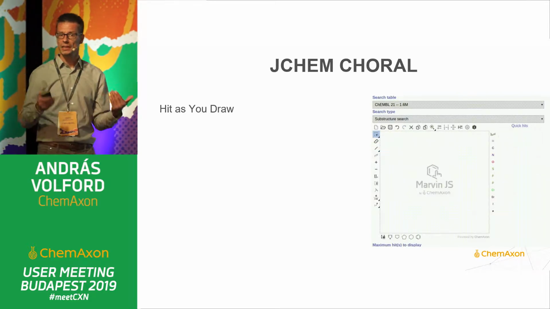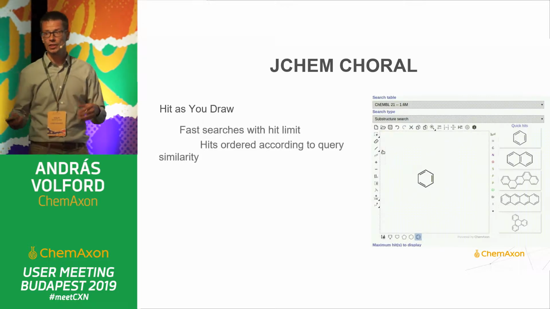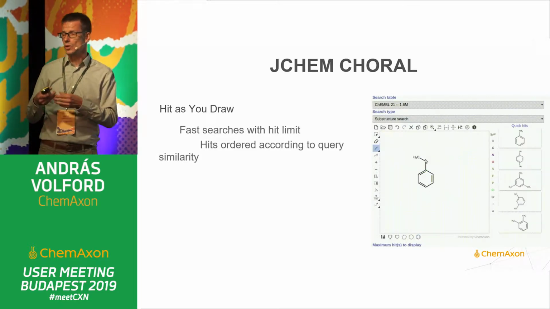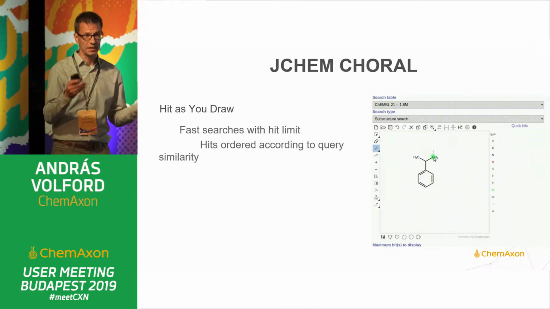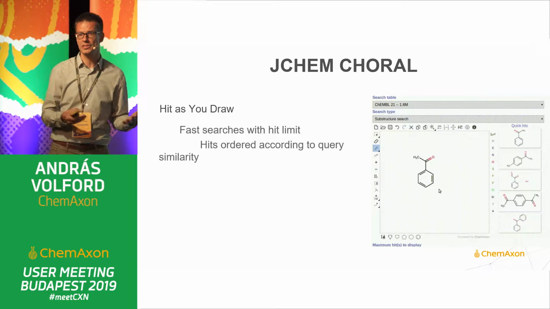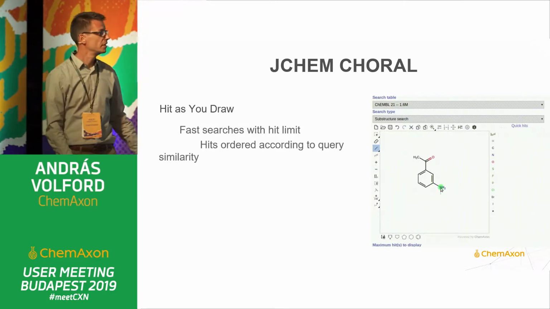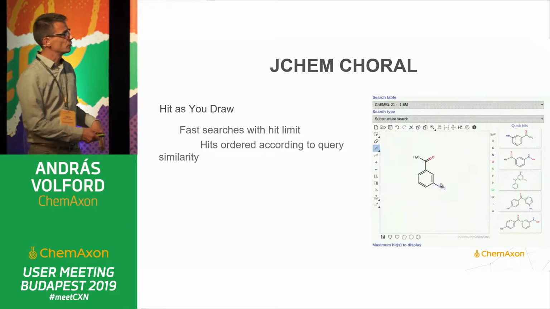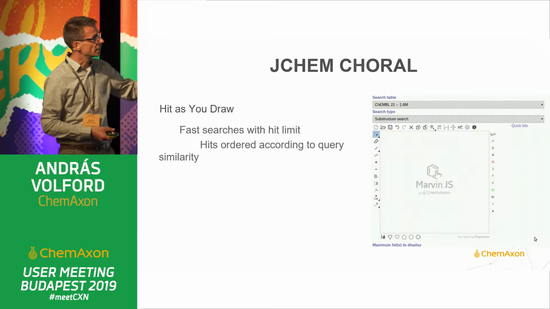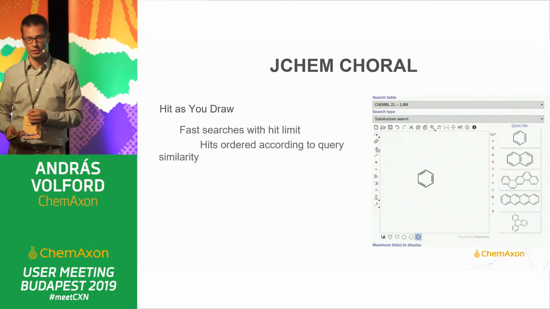But what we had to do to be able to provide this functionality is actually two things. First of all, we had to create fast searches with a hit limit, because people cannot handle more than a few hundred structures, so they are not interested if they get back 1 million structures. And the other one, which you can also see in the demo, is that the hits are ordered according to the similarity to the query structure.